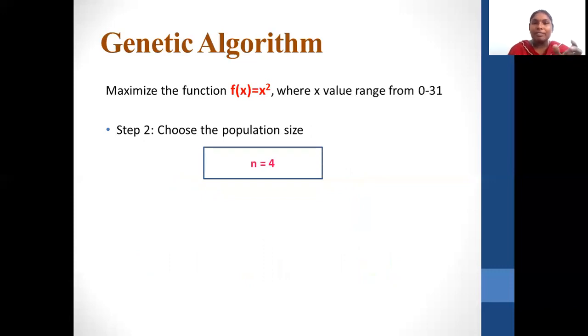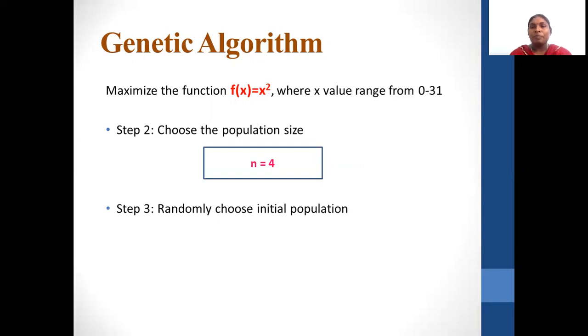Since the range of 0 to 31 is a small value, it is better to have a smaller number of elements to operate on. When you have a larger N, it is really very difficult, so to keep it simple I have taken the n value as 4. The next step is to choose the random initial population. From 0 to 31, we randomly choose 4 values, since the population size is 4. Here for this example, I have taken the values 13, 24, 8, and 19. So 3 steps are over.